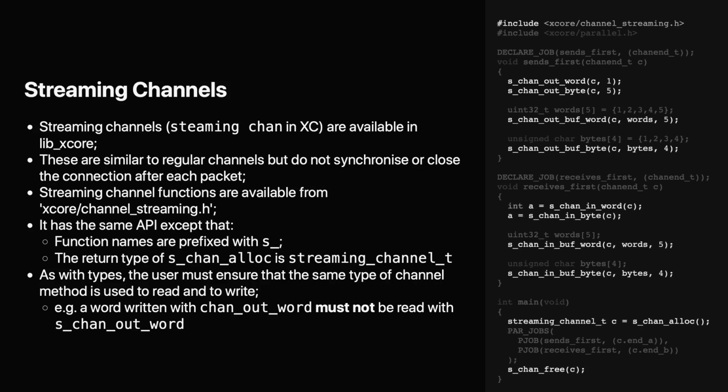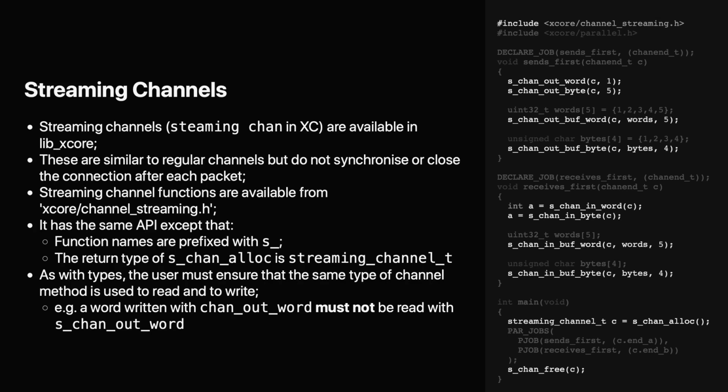libxcore also has streaming channels compatible with XC's. The streaming channel API is under xcore/channel_streaming.h. It's much the same as the regular channel header, except function names are prefixed with s_, and those functions operate on a streaming channel_t rather than a channel_t. Beware that channels and streaming channels are not compatible, so it's not safe to send data using a standard channel function but receive it using a streaming version.